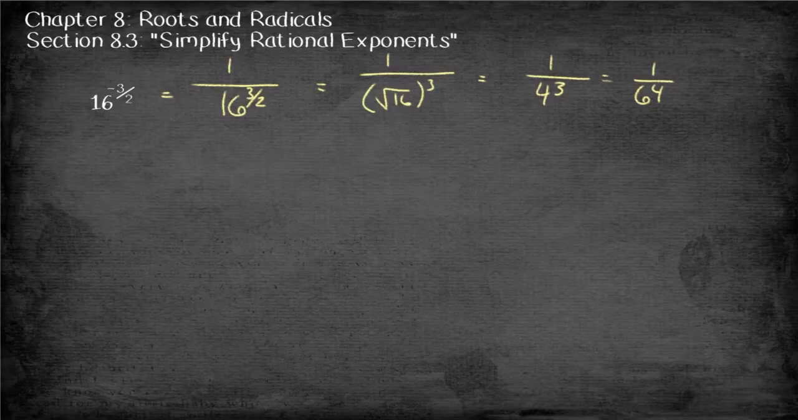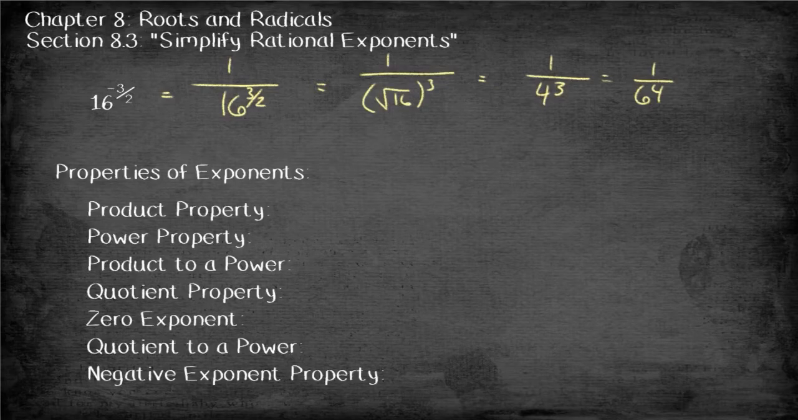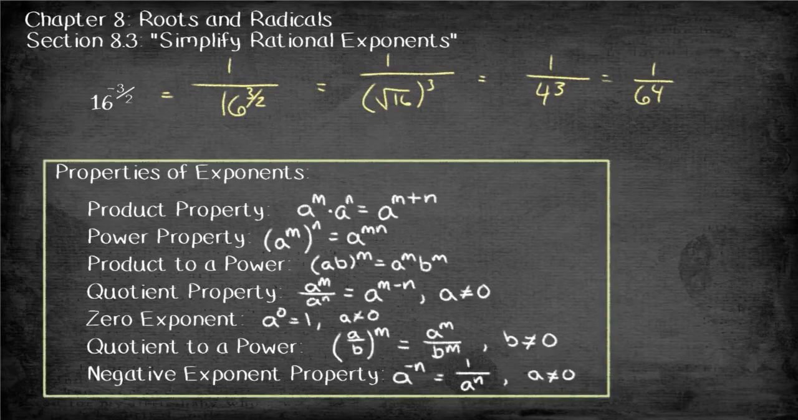So when simplifying rational exponents, we have to keep all of our properties in mind, and we want to do things the correct way. As a refresher, these are all the properties of exponents that we know. The product property, the power property, product to a power, quotient property, zero exponent, quotient to a power, negative exponent properties.